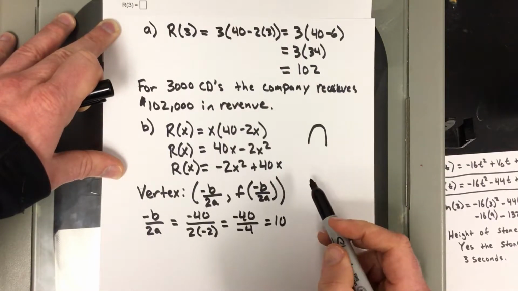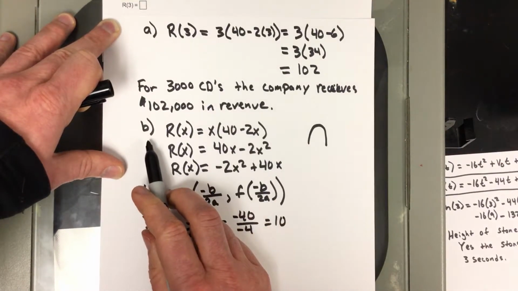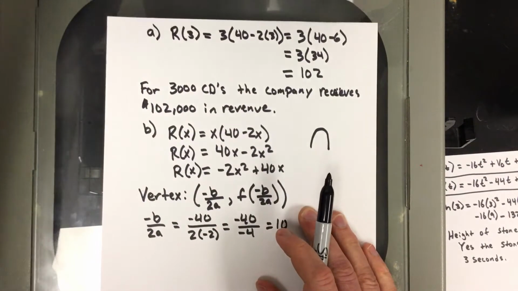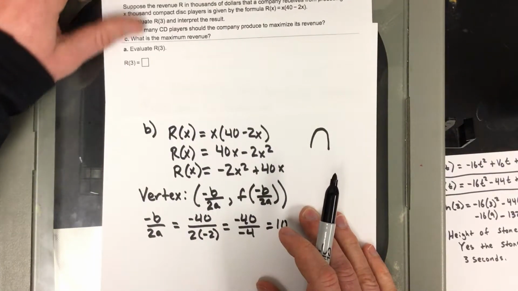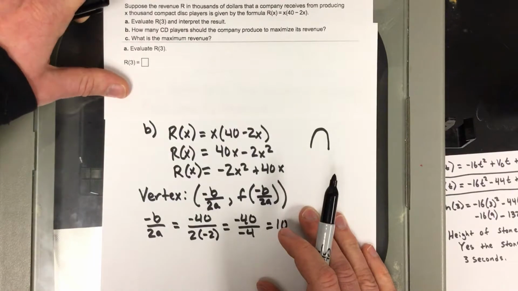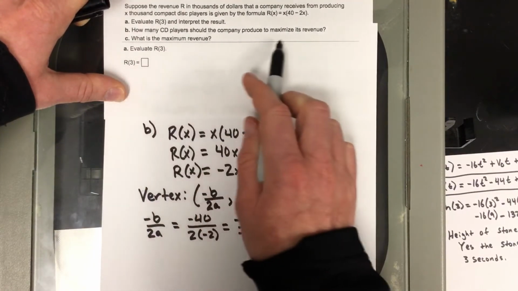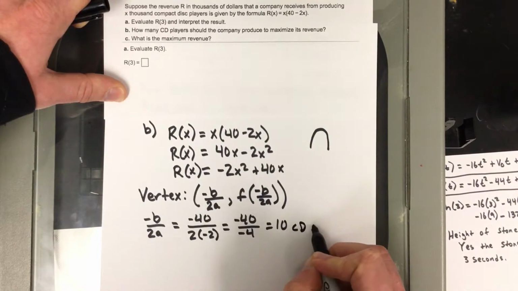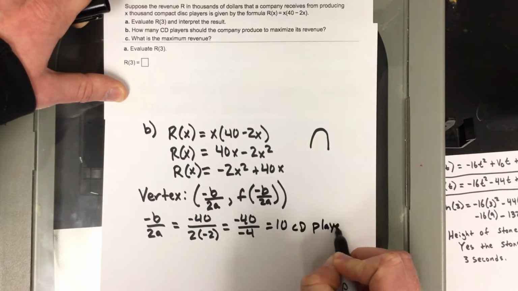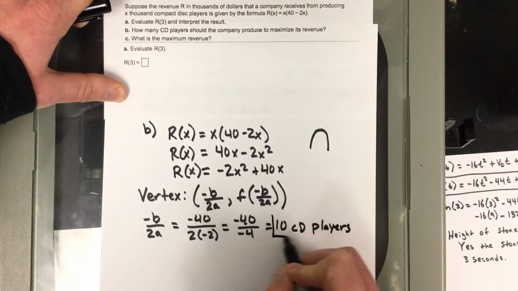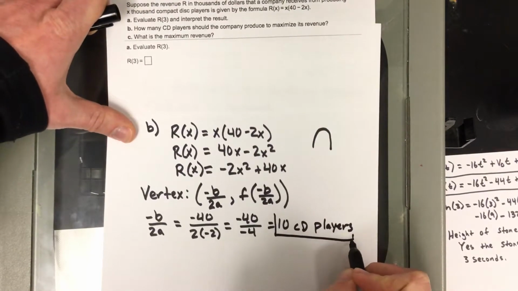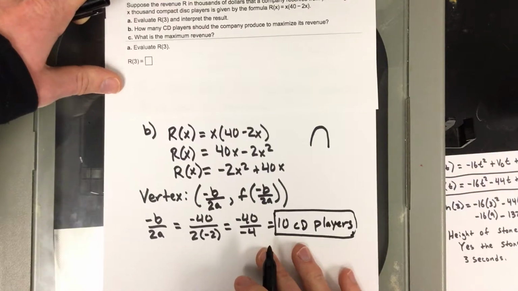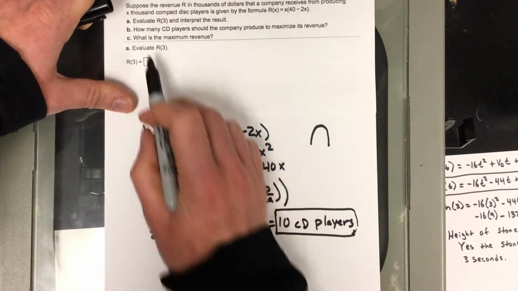So when they ask us in part B how many CD players to maximize, we know that that's 10. So that's 10 CD players to maximize. What do they want us to find for the next? What is the maximum revenue?